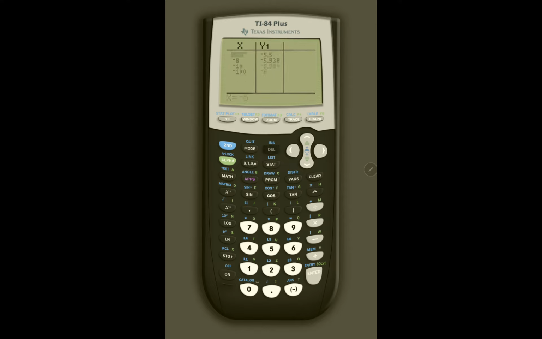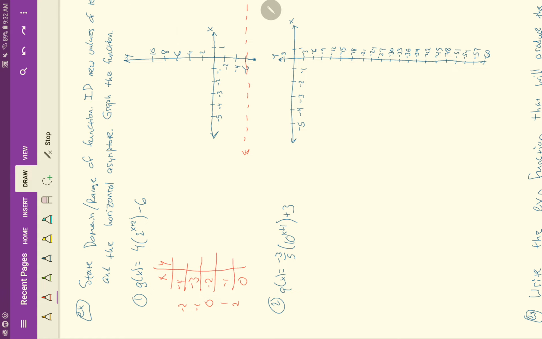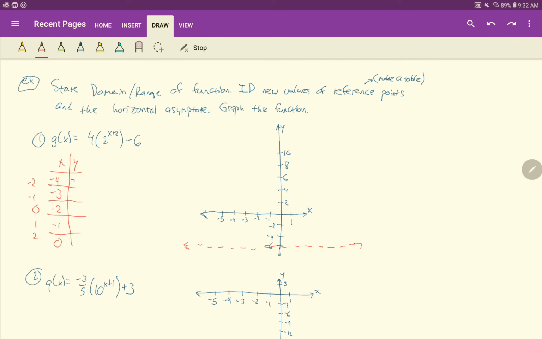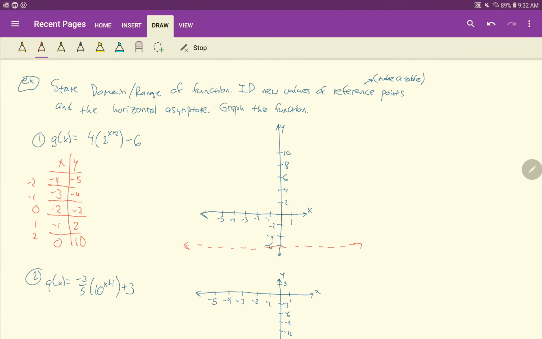Okay, so again we shifted left 2, so it would be -4, -3, -2, -1, and 0. Okay, and there we are. So it's -5, -4, -2, 2, 10. Goodness, I hope I got those right. -5, -4, -2, 2, 10. Okay, perfect.